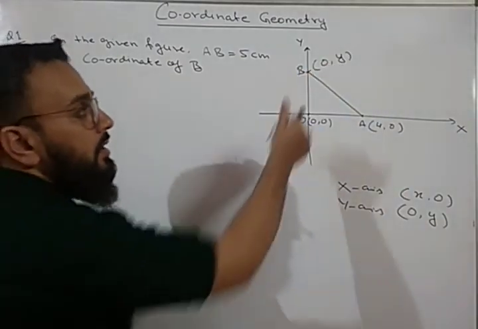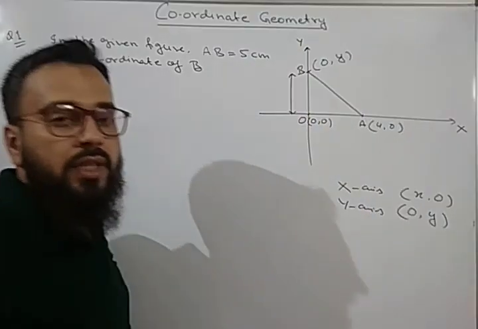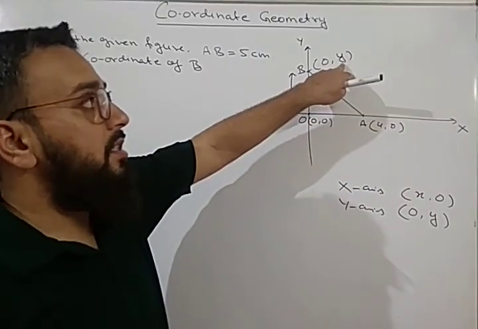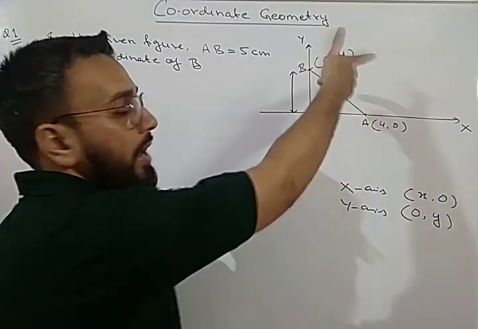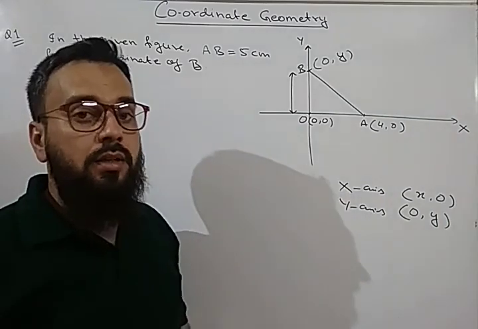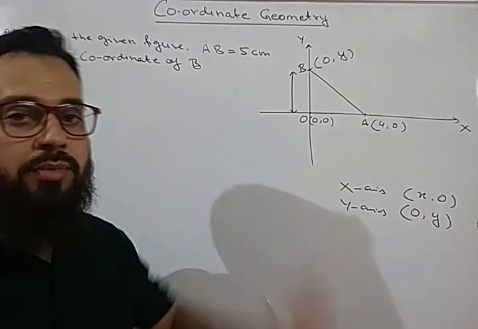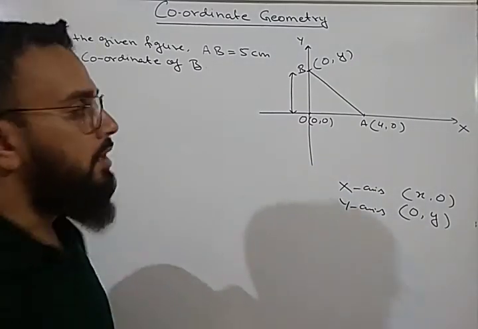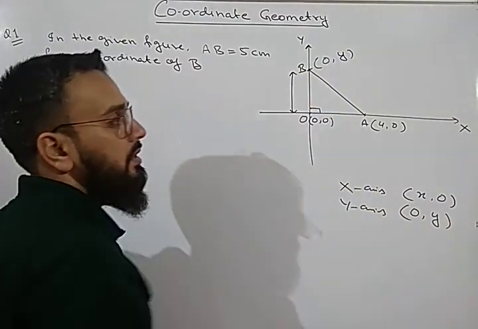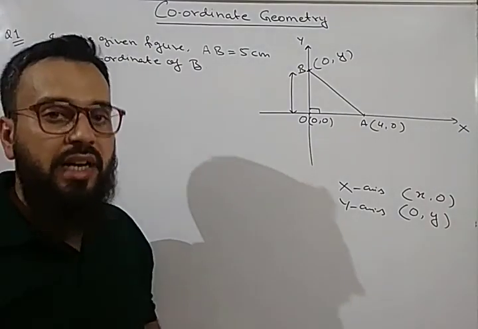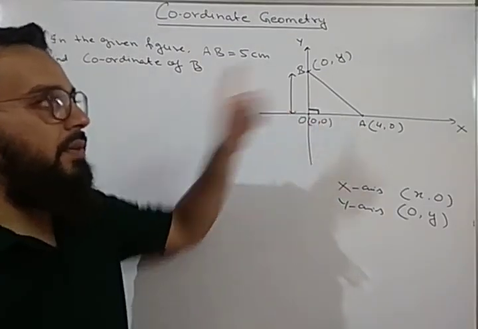What is y? This distance is y. It means the perpendicular distance from the x-axis. As we know, for any point in the Cartesian coordinate system, x means the distance from the y-axis and y means the perpendicular distance from the x-axis. So the perpendicular distance of this point from the x-axis is y. And we know that both the axes are mutually perpendicular to each other. It means this angle will be 90 degrees.